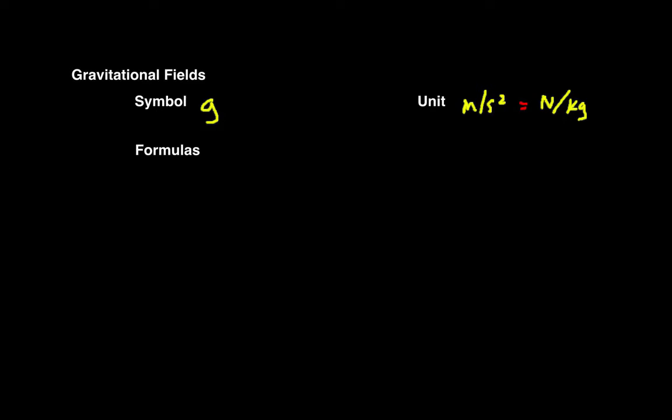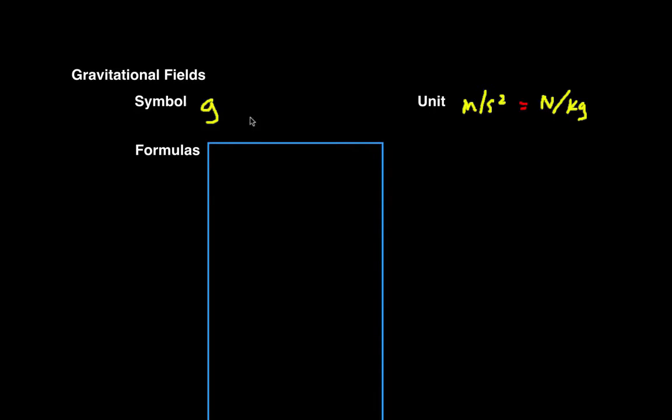There are also two formulas for gravitational fields. You're probably already familiar with F equals mg, or the force due to gravity on a mass in that gravitational field is equal to the mass times the gravitational field. This is equivalent to Fe equals qE, where instead of mass we have charge and instead of gravitational field we have electric field.